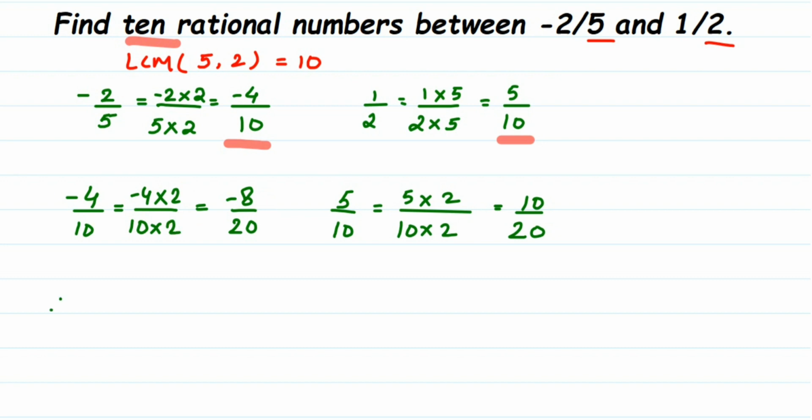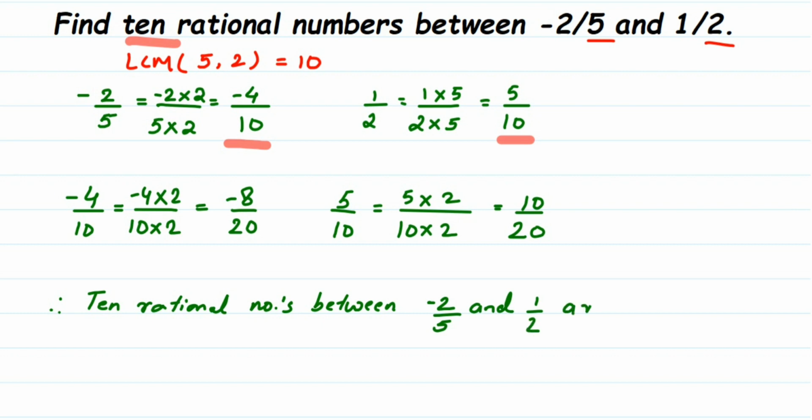Therefore, 10 rational numbers between minus 2 by 5 and 1 by 2 are, now you can write down minus 2 by 5 and 1 by 2 because they all are equivalent fractions. So minus 2 by 5 is equivalent to minus 4 by 10, and minus 4 by 10 is equivalent to minus 8 by 20. They all are equivalent, right? So you can write down minus 2 by 5 and 1 by 2.